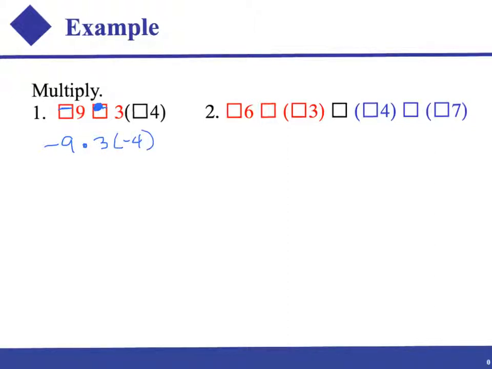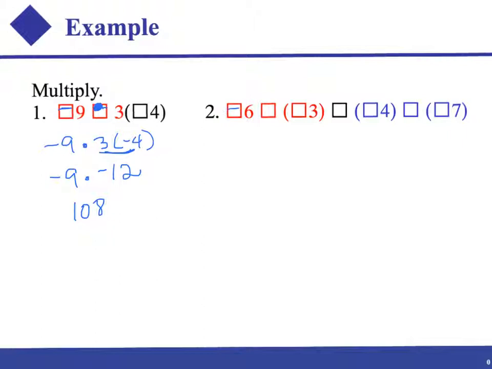Now if it's me, I multiply to get rid of parentheses. That's just the way I am. So I'm going to say negative 9 times negative 12. And then negative 9, that's right. This becomes 3 times negative 4 becomes negative 12. Then negative 9 times negative 12 winds up being 108.